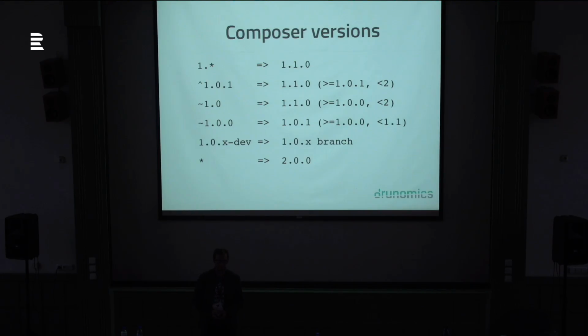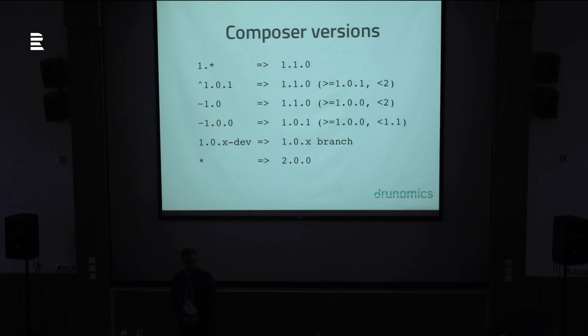Then there's the special caret symbol which you can use. It basically means use that version or any version higher than that, which is still compatible with that. So it means by default of semantic versioning, if you would go from major version 1 to major version 2, that means it's an API change. It's backward compatibility breaking. So this won't be allowed by that version constraint.